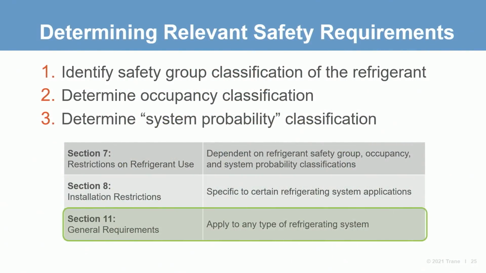And then the standard includes a list of general requirements in Section 11. These apply to any type of refrigerating system. Now, most of these general requirements are self-explanatory, so we won't talk through them today. And also, there is a Section 9 that includes requirements related to the design of the equipment itself, much of which is in the purview of the manufacturer. So we're not going to dig into that section today either. So let's go ahead and look at the restrictions in Section 7.